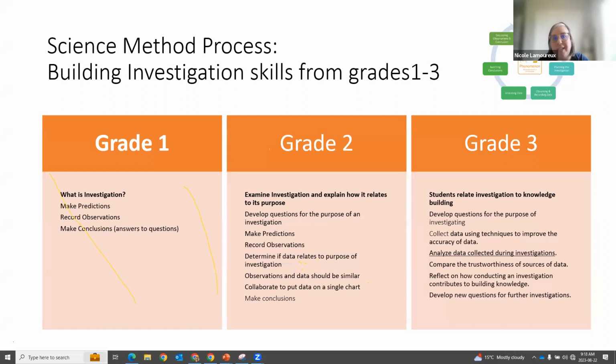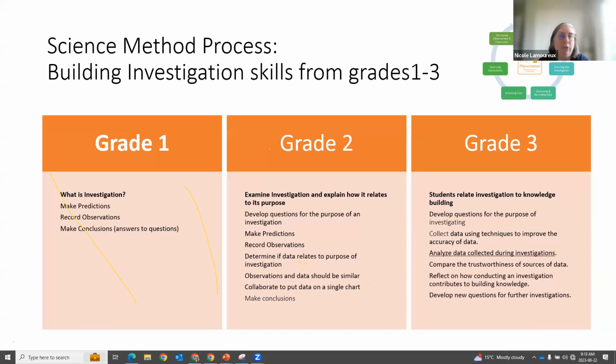Grade 2 then goes in and adds to that with looking at purpose. So developing questions for the purpose of an investigation. So you're still making predictions and recording, and then through planning, determine if the observations will relate to the question. And of course, you're still recording the observations and collaborating to put them on a single chart so that what we're doing should repeat. If we're getting those facts, those data, those answers, it should repeat. Everybody should be getting the same results. Grade 3 continues with some of that, pulling it forward, but then looking deeper into collecting data with accuracy.